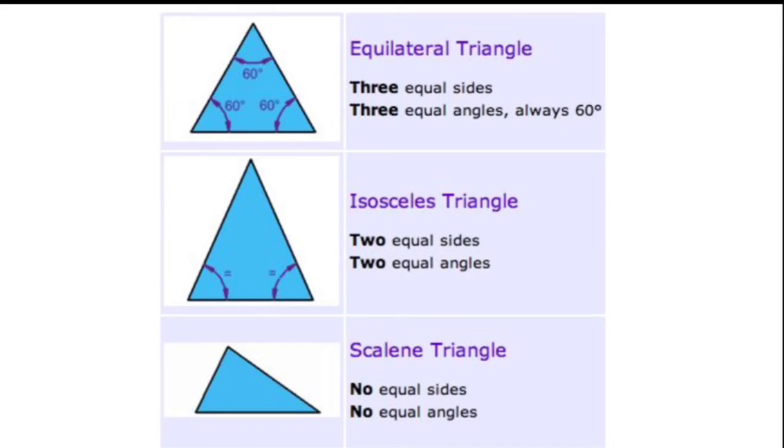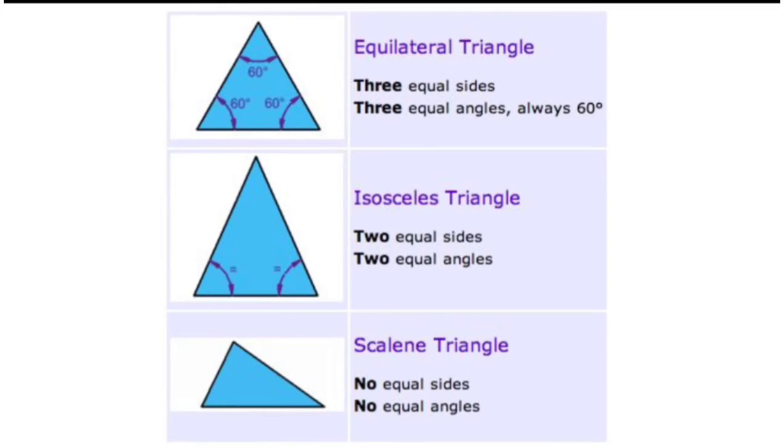This is the summary of all the three triangles. Equilateral triangle has three equal sides and three equal angles. Now about the isosceles triangle. An isosceles triangle has two equal sides and two equal angles. And what have you learnt about the scalene triangle? That there are no equal sides and there are no equal angles.